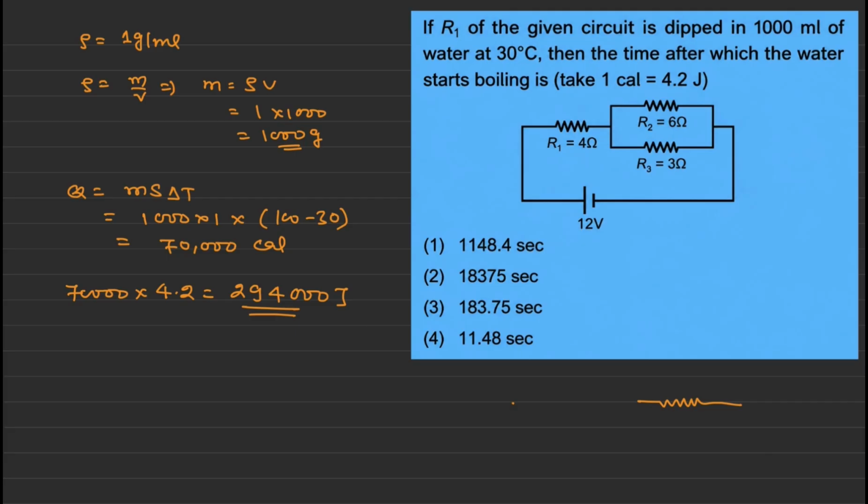18 divided by 9 will become equal to what here? 2 ohm. Just for applying a short trick, you can say R equivalent value will become what? R1 R2 divided by R1 plus R2. For a question in which we only have two resistances, you can go with this particular formula.